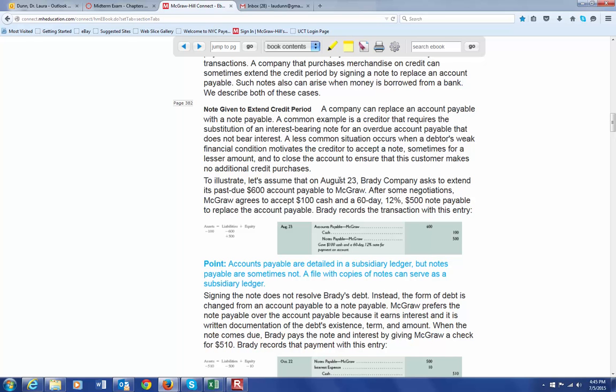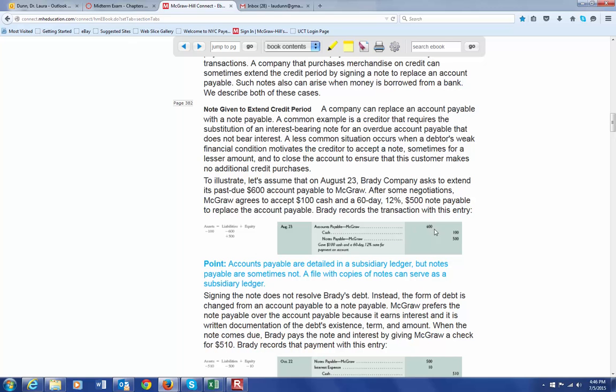So they give an example here of a company that on August 23rd, asks if they can extend their past due $600 account payable to McGraw. McGraw agrees that if they pay $100 cash up front, they'll give them 60 days to pay the other $500, but they're going to charge them 12% interest. So this is the way Brady would record that transaction.